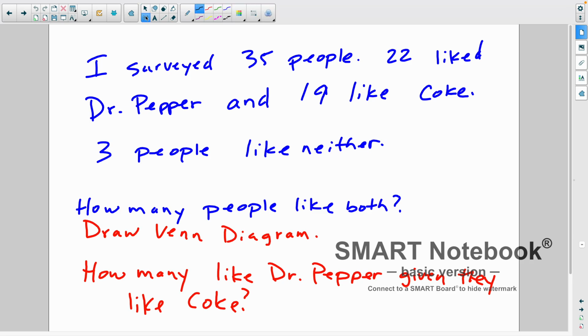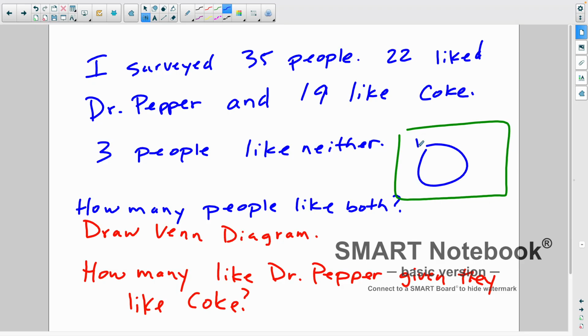So again, this is our warm-up, and we're working through this. I have how many people like Dr Pepper? How many people like Coke? There is probably going to be some overlap in there as well. All right, there's 35 people there, 22, 19, and then the 3. So where would you start on this one?